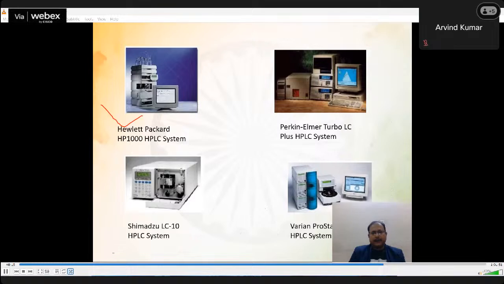Hewlett Packard has developed the HP1000 HPLC system, then the PerkinElmer Turbo LC plus HPLC systems, the Shimadzu LC10 HPLC system, and Varian ProStar analytical HPLC systems. In the market, there are a number of HPLC systems available, and they are widely used for analysis of, say, chemical agents across the whole spectrum.